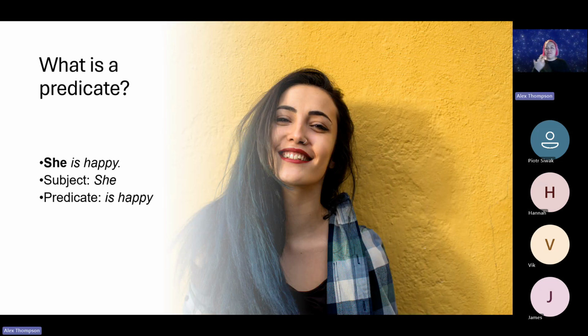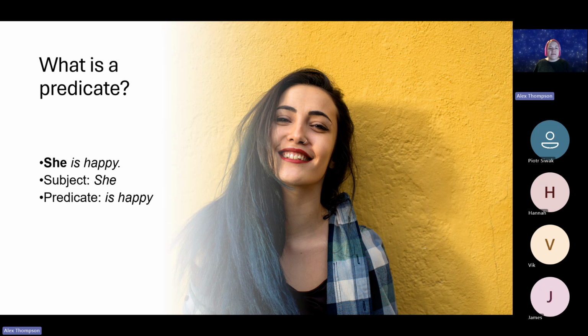She is happy. 3 words. Starts with a capital letter, ends with a full stop. She is happy. She, whoever the person is that we're talking about, that's the subject. So that's the person we're focusing on. The predicate, what is she doing? She is happy. She is in a state of happiness. So when we look at these 2 examples, you can see I've put in bold what the subject is. And then we've got the predicate at the end, which is she is happy.